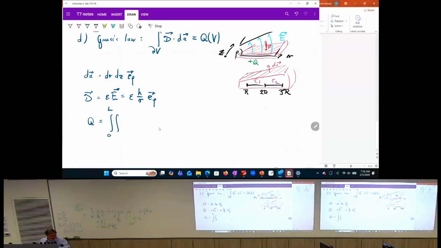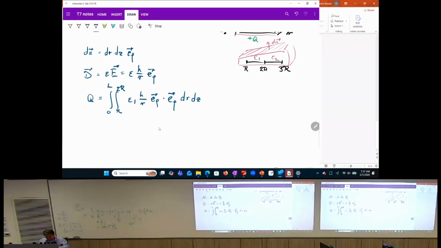That would be for z. And in terms of r, we go from r to 2r. In our first section, for the D field, we have the permittivity epsilon 1. The E field is determined to be k over r, E phi. And this is our differential line element. This is also in phi direction, the normal vector, dr times dz.